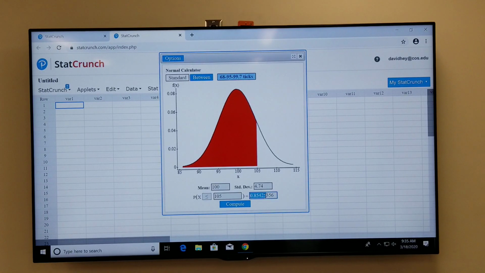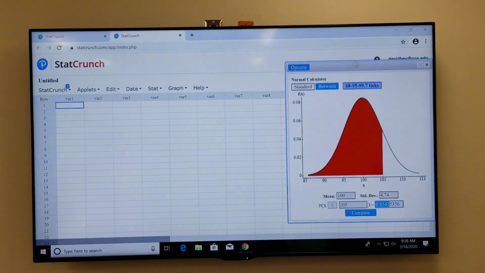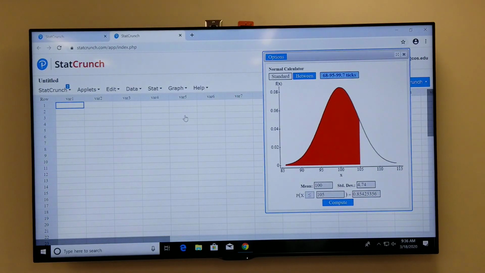And there you go, right? There's our probability. So about 0.8543 if we round to 4 decimal places. Okay. I'll take you back to the notes in a second, but for the sake of argument, I just wanted to show you what you would get if we had done things the way that we did back in chapter 7 or whatever.